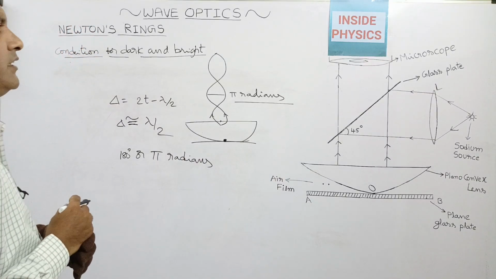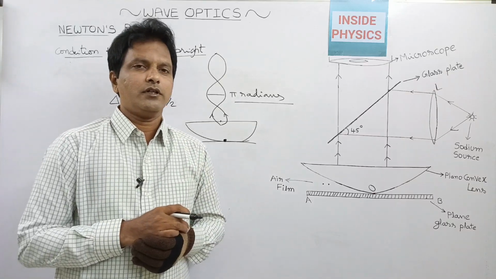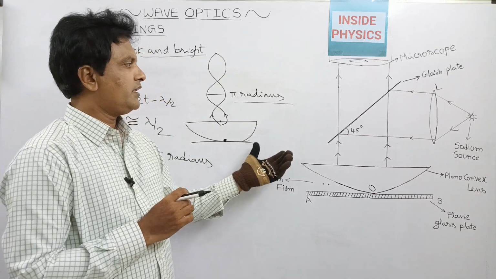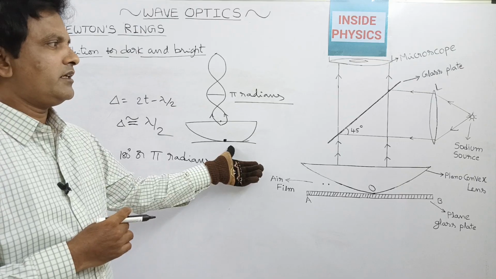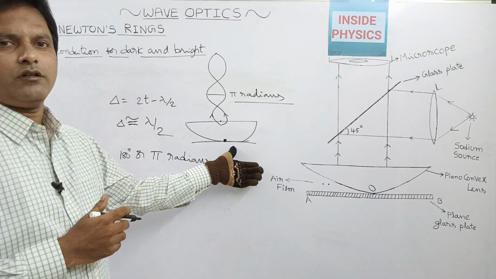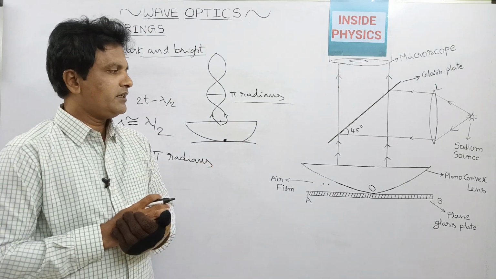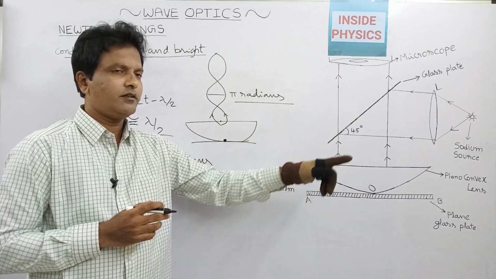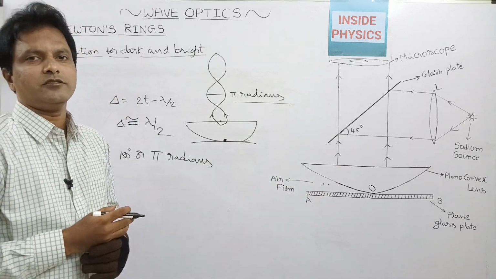So this is the theory of Newton's rings, and I hope you understood this theory and concept well. In the next session, we will see the actual experimental pattern of Newton's rings, and we will also calculate the radius of curvature of a given plano-convex lens by using the experimental arrangement.